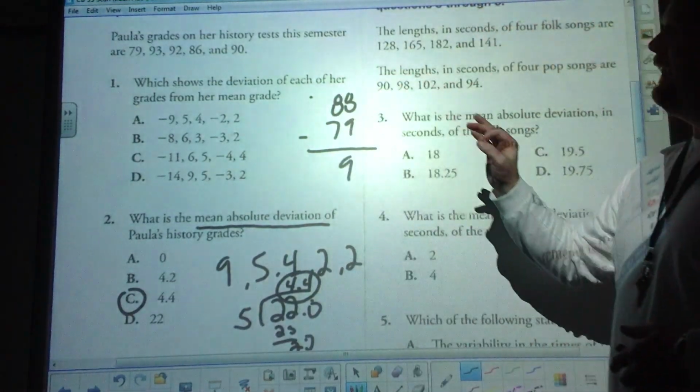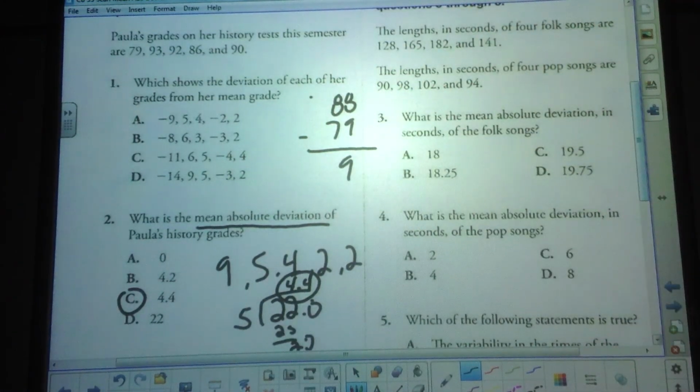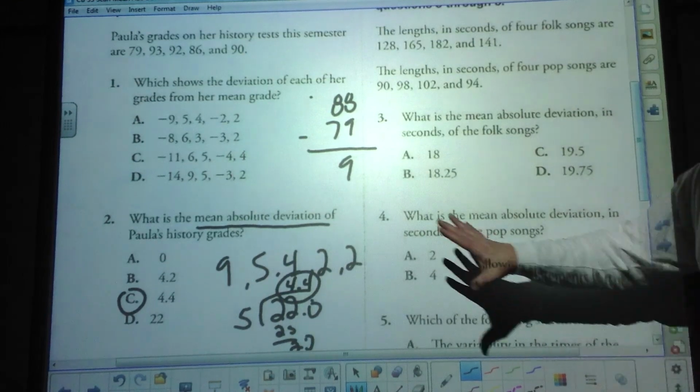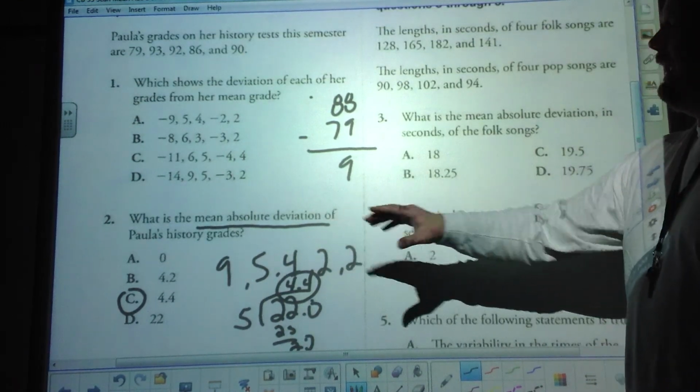So remember, all we do is find out the mean, find out the differences between that mean and all the numbers in the data set, add those up, divide it by the number, which is 5, and then it gives you your mean absolute deviation.